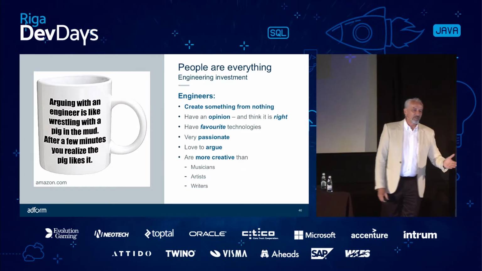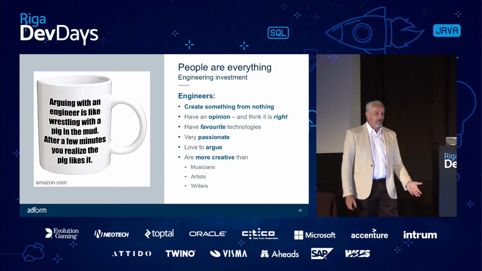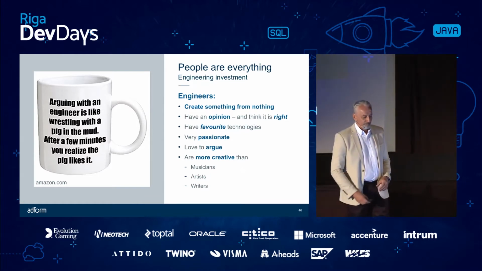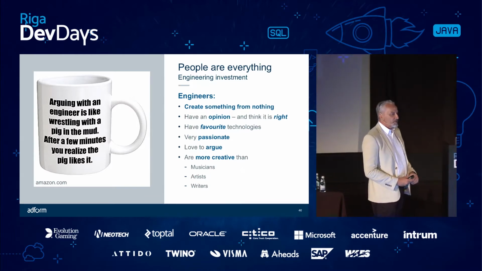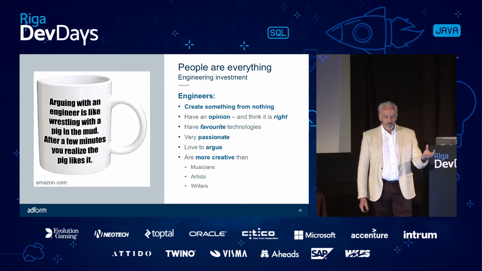Engineers have their favorite technologies. I have favorite technologies, and they change as years go on. I had my favorite programming languages, and I had my favorite runtime environments, and all of them change. Engineers are very passionate because they're very focused, because they make something out of nothing.